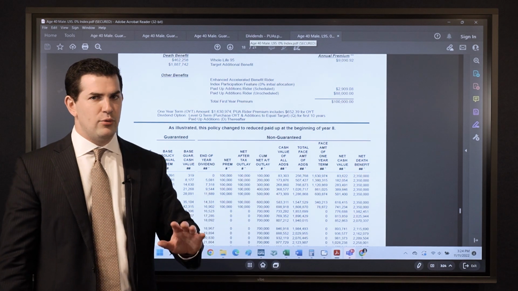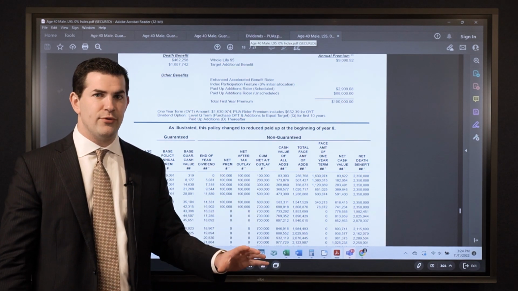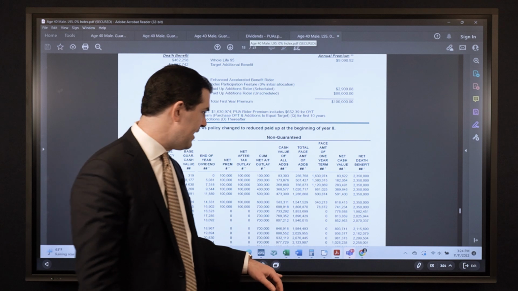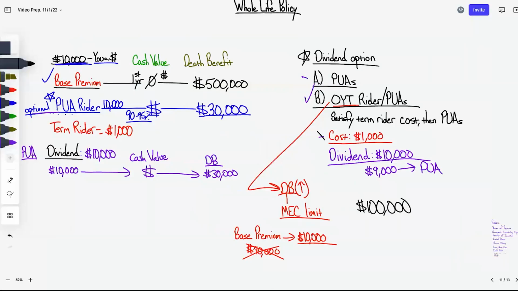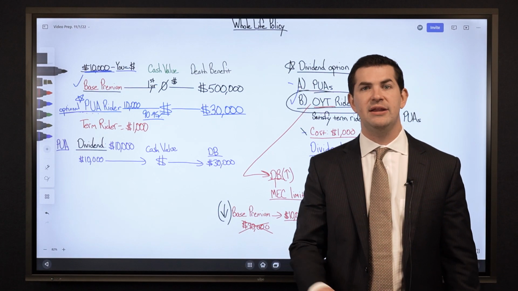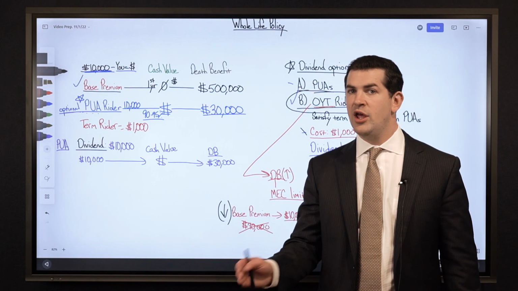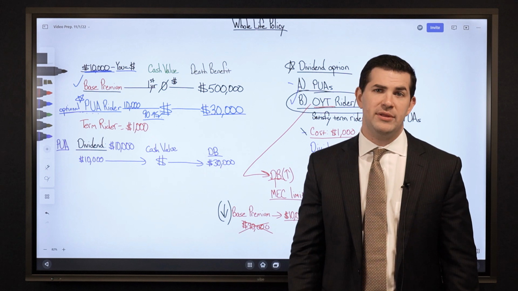But I did want to mention which option I prefer and which one I think is best. And the 1-year term rider, there's 2 reasons behind it. So I would pick option B if it was my policy. And the reason why is A, I'm able to reduce that base premium, which allows me to get more money into PUAs, which translates to more money in cash value, both on a guaranteed and non-guaranteed basis. But then number 2 is flexibility.